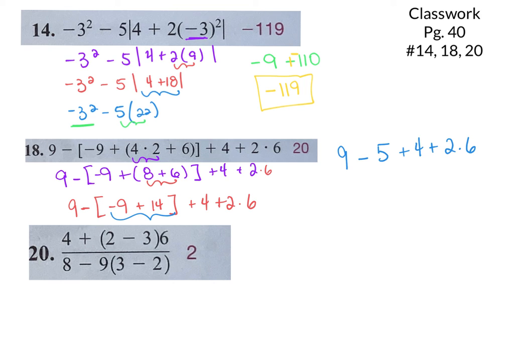All right. I don't have any grouping left. I don't have any exponents. I'm going to go straight to multiplication and division. So I'm going to do this multiplication first. 9 minus 5 plus 4 plus 2 times 6 is 12. And then I can just do addition, subtraction from left to right. 9 minus 5 is 4. 4 plus 4 is 8. 8 plus 12 is 20.